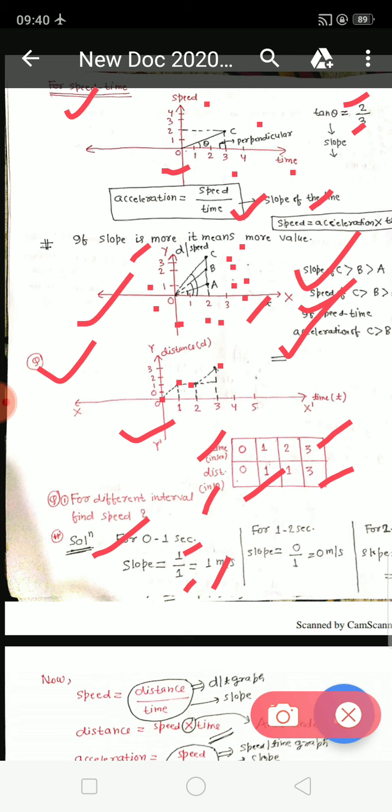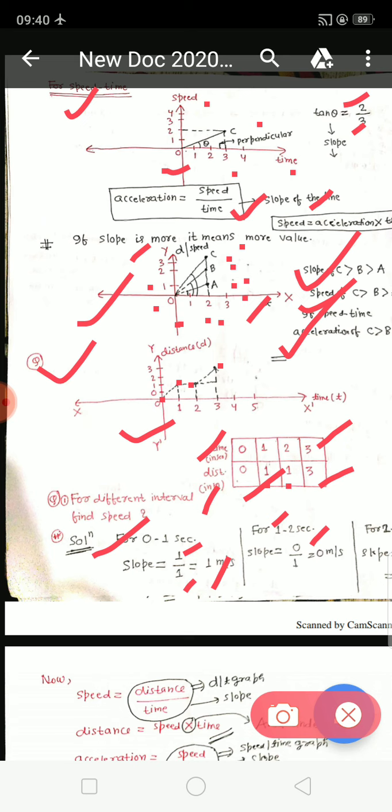For the 1 to 2 seconds interval, what is the change in perpendicular? Nothing. It was 1, again it's 1. See here, the distance traveled has not changed. So the perpendicular value has not changed, so the perpendicular value is 0. Got it? Perpendicular value means the change in the y coordinates.